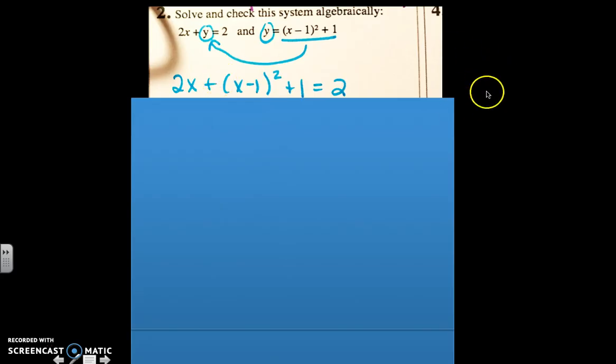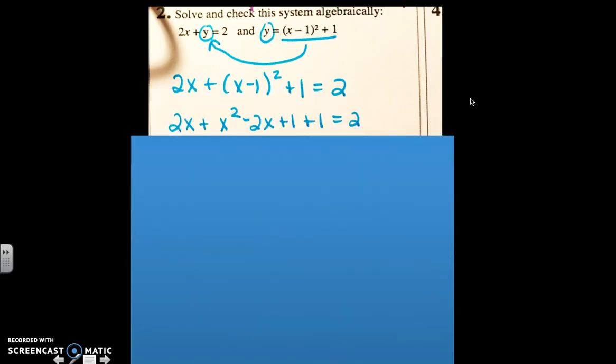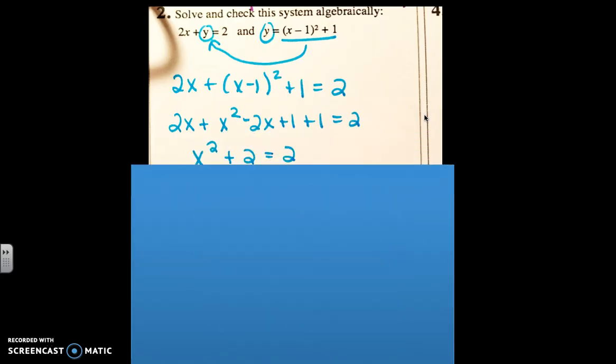I always like to go off to the side of my paper and do that, but for the sake of time, I already did that for you. So that turns out to be this trinomial right here. So now we have 2x brought down. x squared minus 2x plus 1 is what you get from FOIL, and then plus 1 comes down and equals 2 comes down. And now again, we have to get this equation equal to 0. So I'm going to combine like terms on the left-hand side. The x terms cancel out, so I just have x squared plus 2 equals 2.